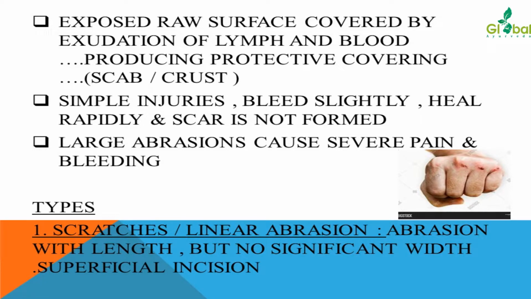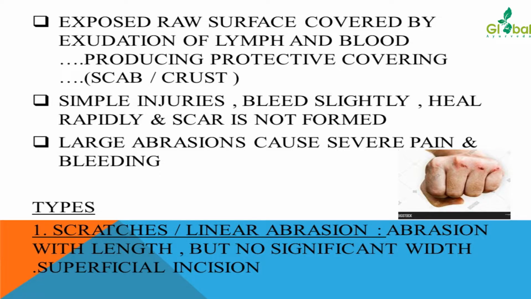It will be covered by the exudation of lymph and blood. Mainly blood and lymph exude from there, and thereby a protective covering is made, which is mostly called the scab or the crust. Mostly when an abrasion is made, it heals within 1 or 2 weeks. A yellowish layer is formed there, mainly called the scab or the crust. That is how the damaged skin first heals. Simple injuries bleed slightly and heal rapidly, and a scar is not formed. Large abrasions cause severe pain and bleeding.